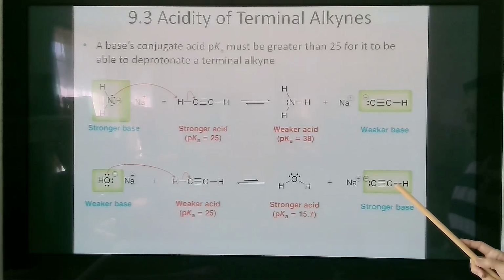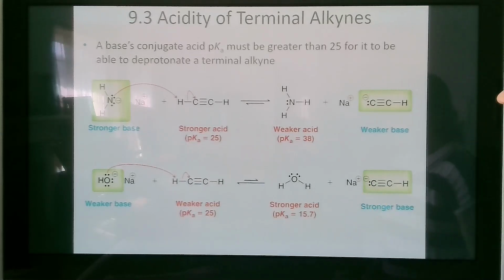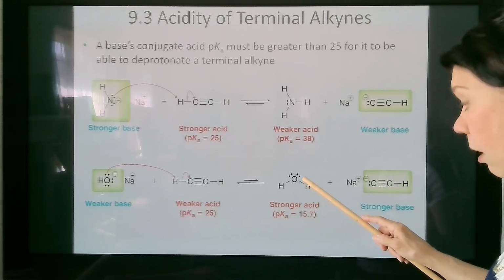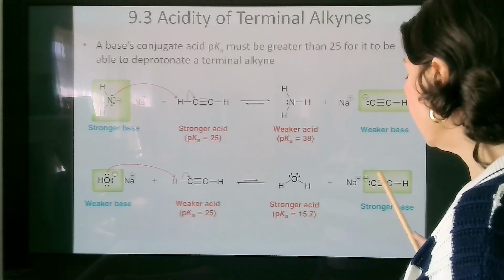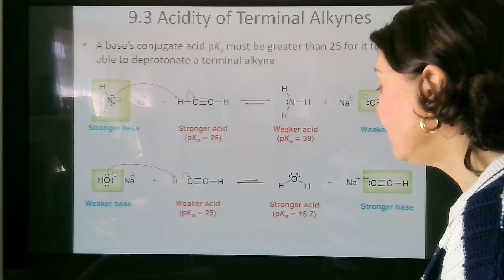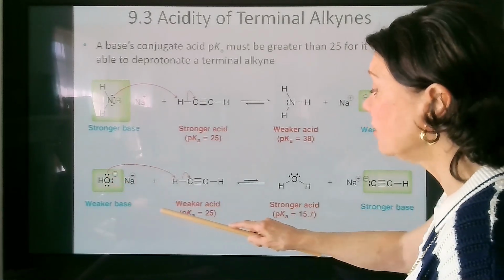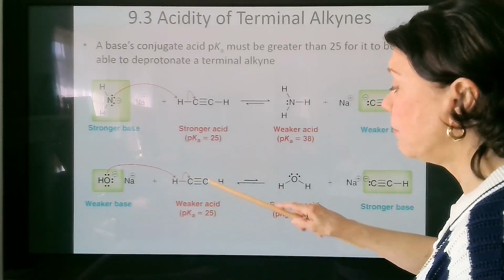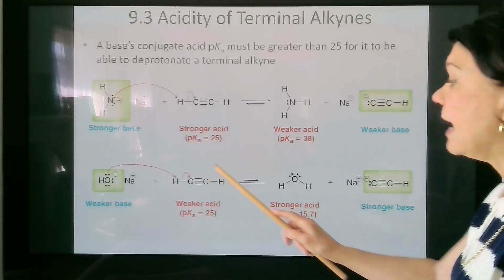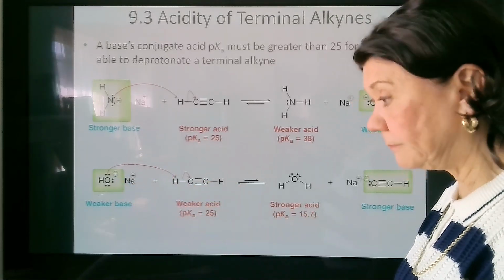than the acetylide. And so now the acetylide will pluck a proton off of water, and it converts this to hydroxide and acetylene. And so you have the equilibrium lying to the left because these are more stable. This is a weaker acid than water. This is a weaker base than acetylide. And so you have the system lying to the left.